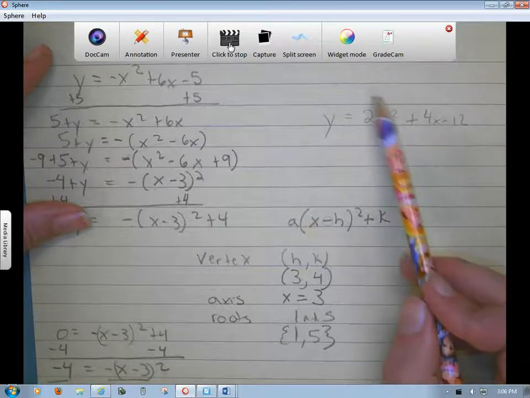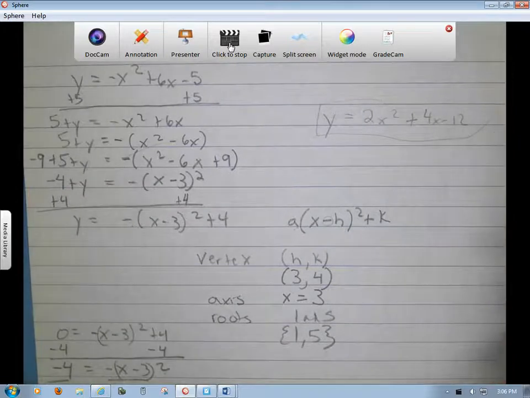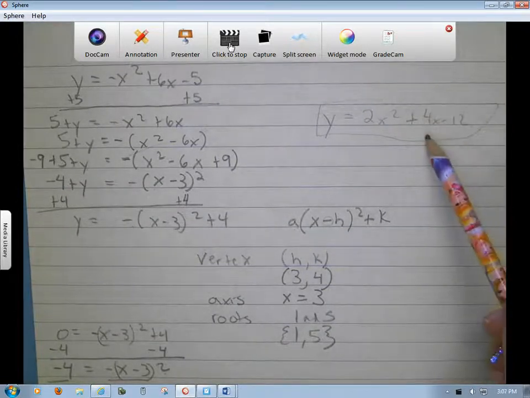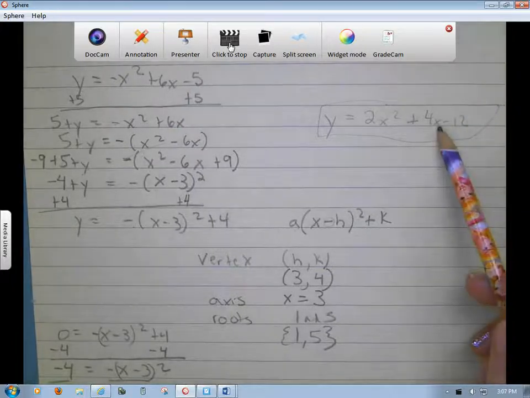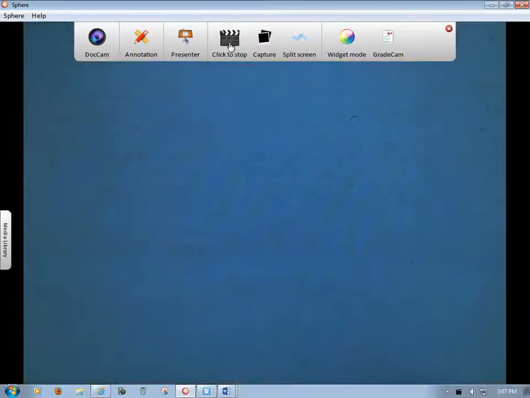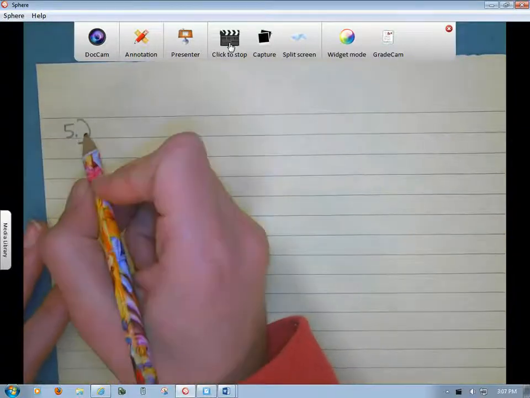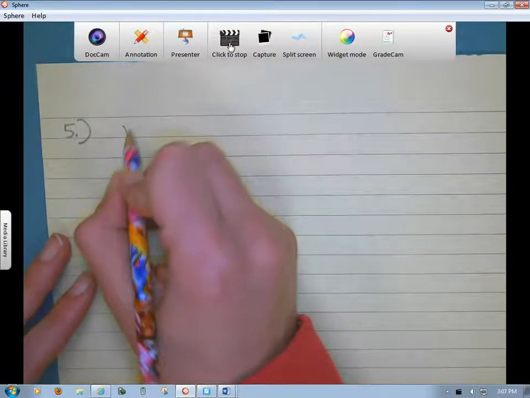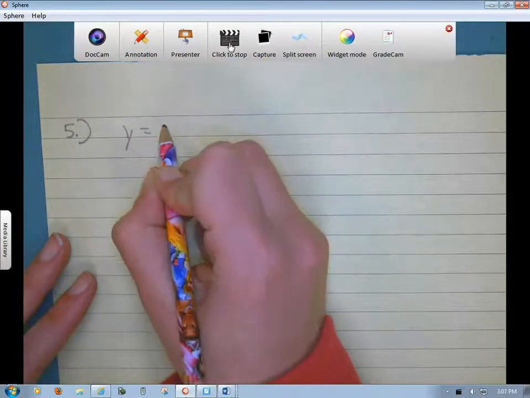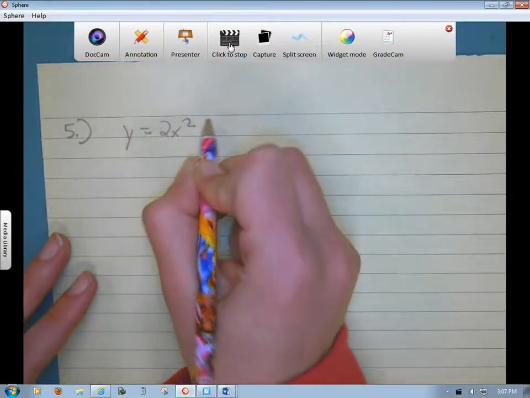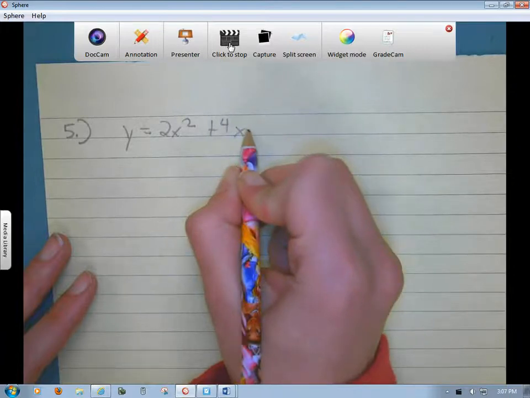Okay, this actually is number 5 on your note sheet there, page 12. So let's actually do that one and see how you guys do with it. So there it goes. Number 5 started off as y equals 2x squared plus 4x minus 12.